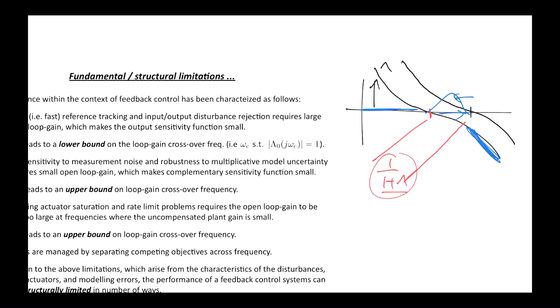Okay, we can make lambda large over a wider range of frequencies just by increasing the gain of it in the same way across all frequencies, which will push the crossover frequency to the right. Okay, so knowledge about where the reference and the output disturbance have energy, which is typically over a low band of frequencies, gives you a lower bound on the crossover frequency. Right? So if we know a reference and disturbances have energy up to here, the crossover frequency must be to the right of that. Okay, that's what we mean by a lower bound.